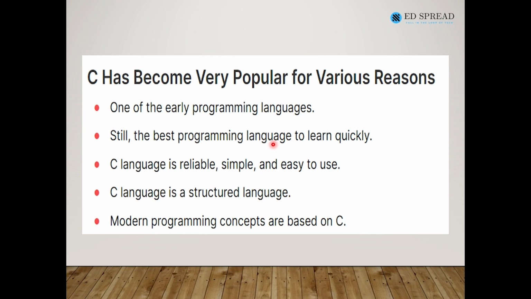C is reliable, simple, and easy to use. C language is a structured language. Modern programming concepts are based on C. So once you learn C, all the programming languages that you want to learn, it might be Java, Python, Ruby, R, anything, right? Once you have learned C, you can relate and easily understand other programming languages. So, basics of C programming.